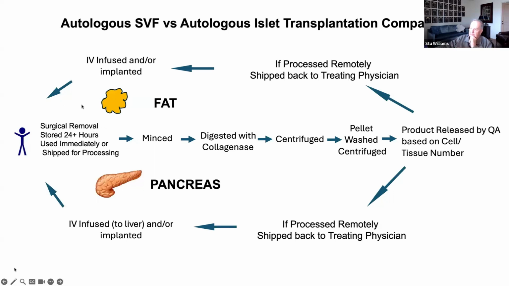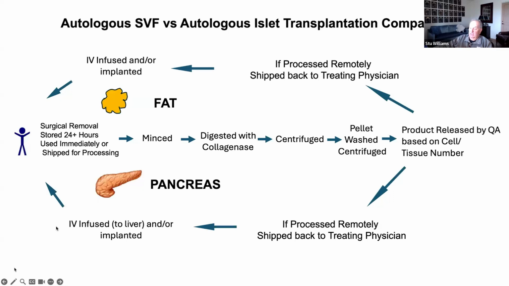I wanted to show you this, and I've worked in the field of fat for many years. I've also been involved in autologous islet transplantation, where the islets are isolated from pancreas. If you take fat out of someone or you take pancreas out of someone and you process it, you will see commonality: the mincing process, the collagenase digestion, the centrifugation, the pellet is washed, the product is released by quality assurance based purely upon cell number. And in pancreas, these islets are given back to the patient. It can be done remotely. I helped set up a remote laboratory in New Albany, Indiana, where the pancreas could be flown in, processed one day, and then the islets flown back the second day.